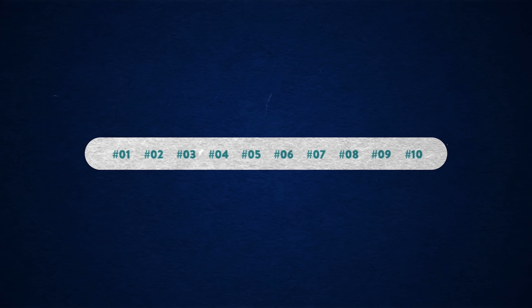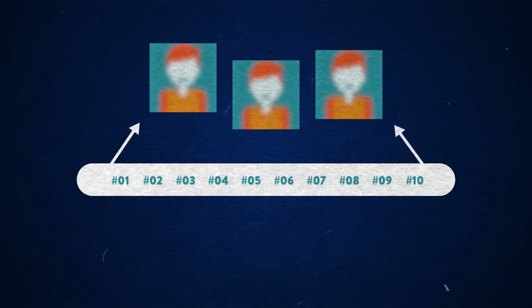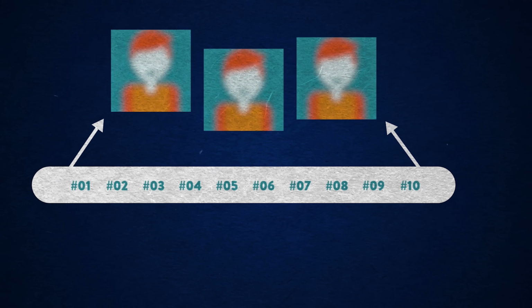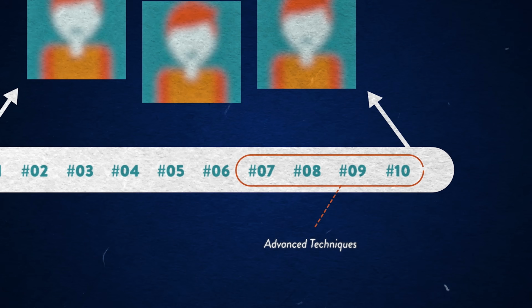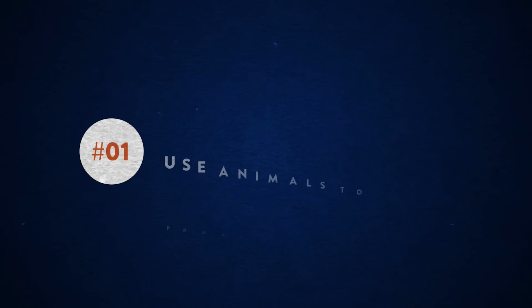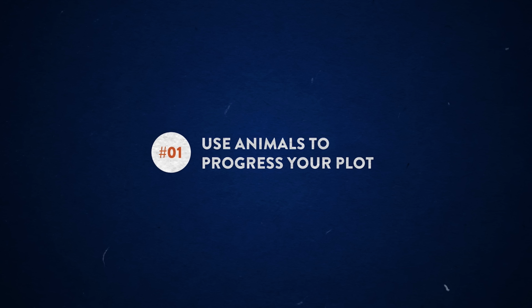We're going to talk about 10 animal writing lessons that you can learn from famous authors. And pay attention until the end because the last 4 are the advanced techniques. Let's start with number 1, use animals to progress your plot.